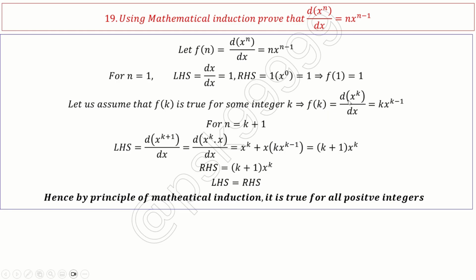Okay, so f of k equal to differentiation of x power k with respect to dx equal to k times x to the power of k minus 1. Now for n equal to k plus 1. Okay, LHS is nothing but differentiation of x to the power of k plus 1, which is nothing but x to the power of k into x. So I will apply uv formula, u into v. So x to the power of k plus x times k x to the power of k minus 1. So if I multiply this, I will get k plus 1 into x to the power of k. Okay, and RHS is straightforward, because n equal to k plus 1. If I substitute, it will become k plus 1 into x to the power of k. So LHS equal to RHS. So hence we can say, by principle of mathematical induction, it's true for all positive integers.